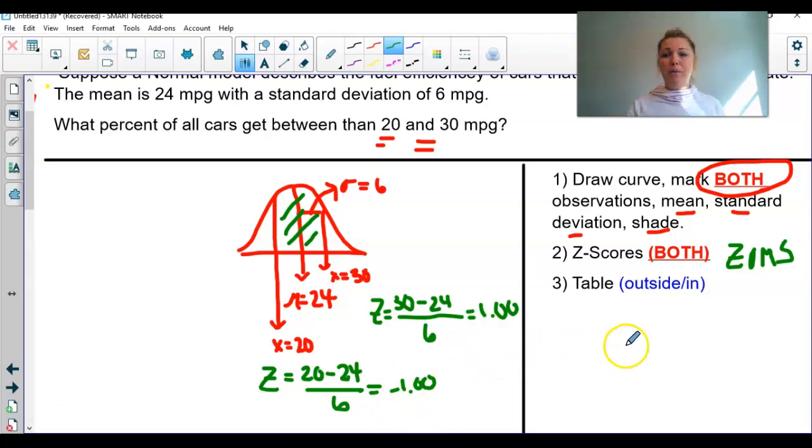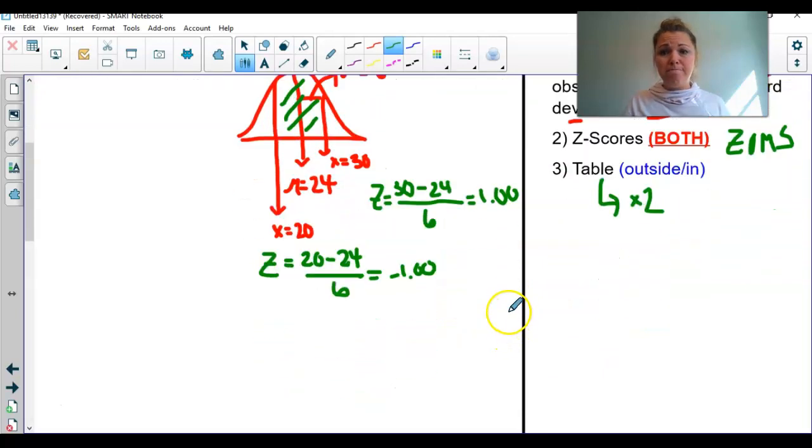But if it doesn't, what we need to do now is go to the table, outside in, and we need to go to the table twice. So I'm going to put times 2 because we have 2 z-scores, okay? We have 2 z-scores. So let's go there and let's practice that table again.